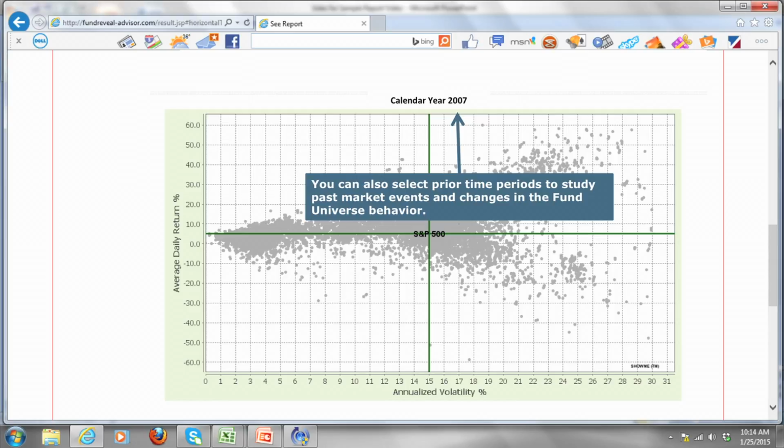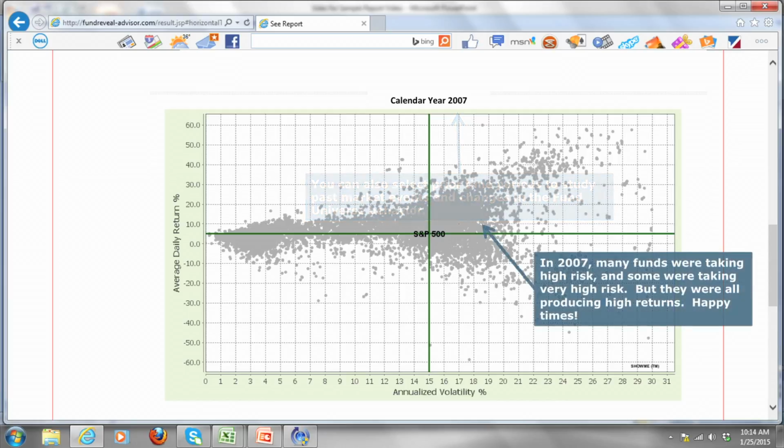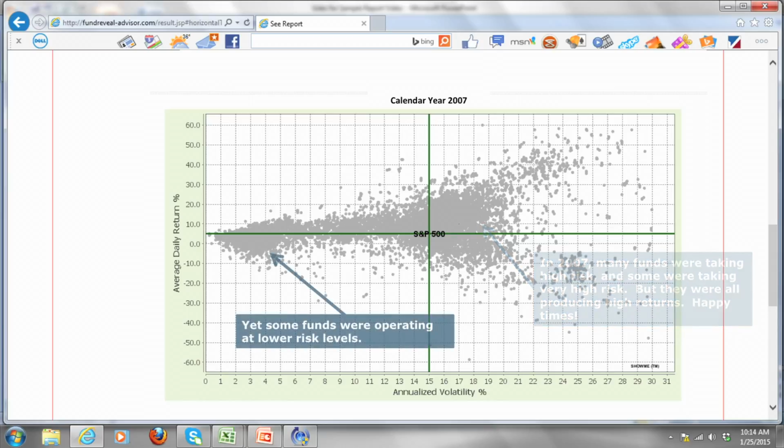You can also select prior time periods to study past market events and changes in the fund universe behavior. In 2007, many funds were taking high risk, and some were taking very high risk, but they were all producing high returns. Happy times! Yet some funds were operating at lower risk levels.